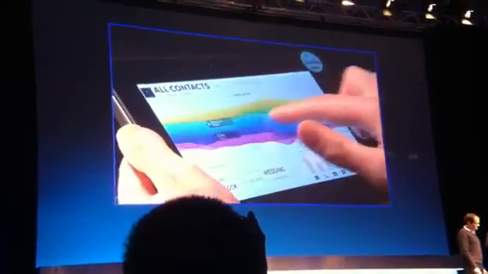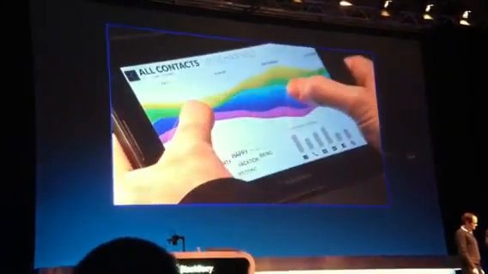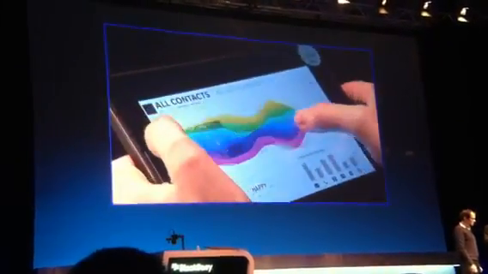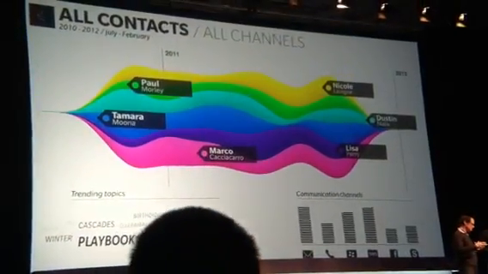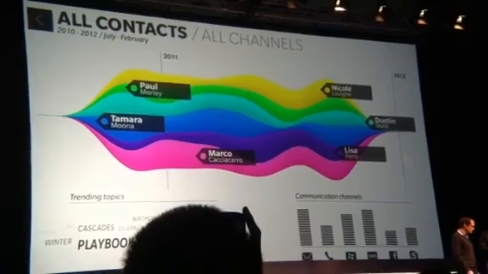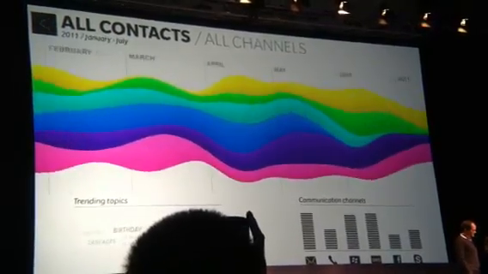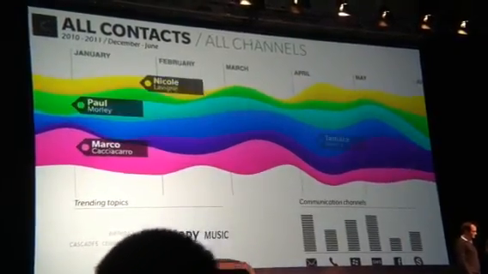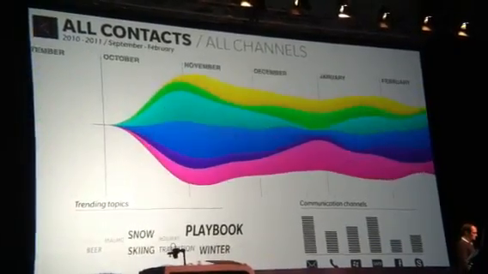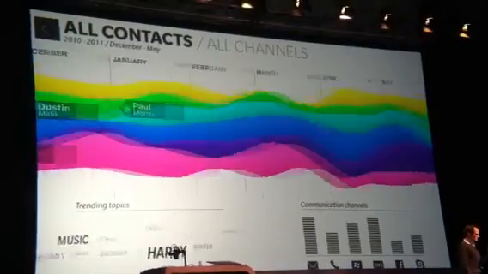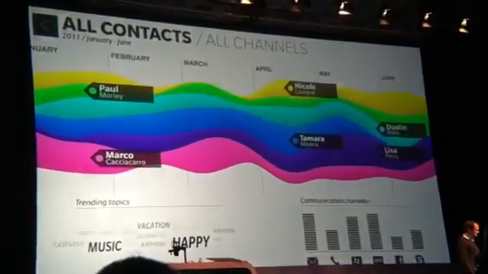So what you see here is my communication. If I zoom out using my pinch gesture, I can see it's my communication. Basically, the performance is just seamless. I mean, it just flows. It's incredibly fluid. And you can see different contacts here. You can see a tag cloud with the trending topics. So I can quickly browse through my inbox and see what I was talking about with different people and what kind of communication channels you have.